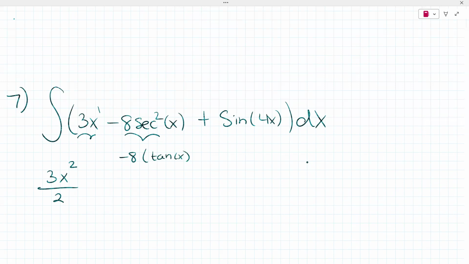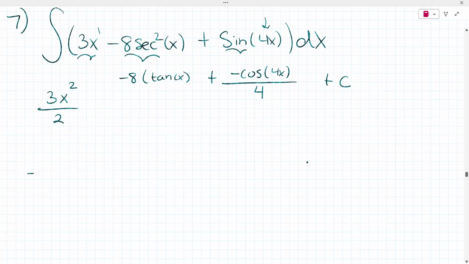Okay, plus, what's the integration of sin of 4x? So you can do the shortcut. You don't have to do the u substitution. What is the integration of sine? It's negative cosine. Leave the parentheses alone. And then you divide it by the coefficient of x. So the coefficient is 4. You divide it by 4. And then don't forget the plus c.